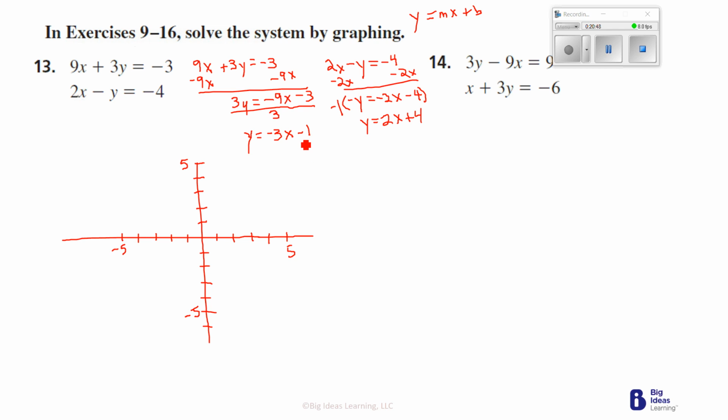All right, so the first one says -1. That'll be here. And then it says -3, and that's -3 over 1, which means it goes down 3, 1, 2, 3, and over 1. Which means on the other side it goes up 3, 1, 2, 3, and over 1. That puts my line something like this. Now I'm going to go up 3 and over 1 more time.